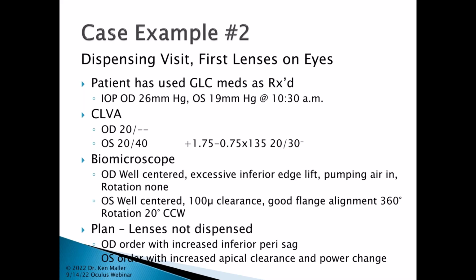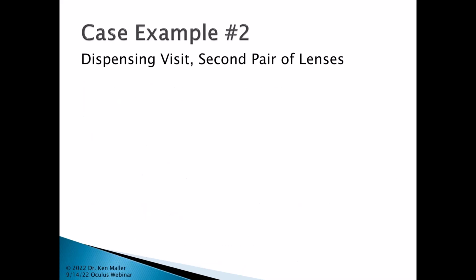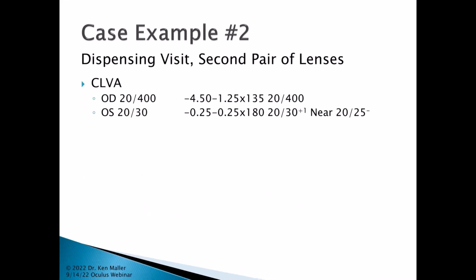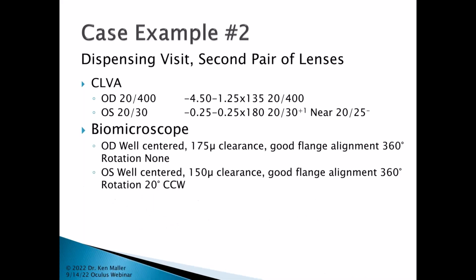So on the right one, I increased the inferior peripheral sag. On the left one, I increased the apical clearance and the power change. So on the second pair of lenses, she's still 20/400 and took some minus, but it didn't get her any better. On the left eye, though, now we're doing much better. 20/30 in the distance, and we have virtually no over-refraction left there, and she was 20/25 minus at near. So that was actually excellent, very good. So just really a power problem on that first lens that I had designed for her.